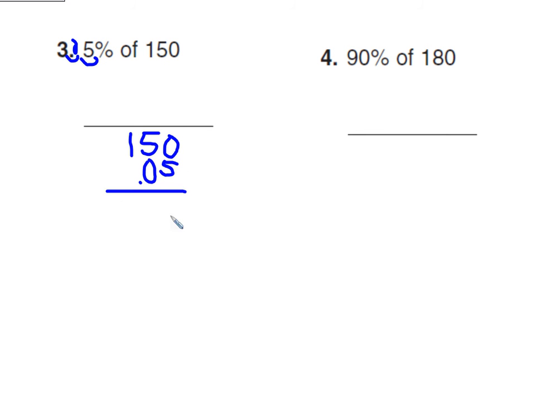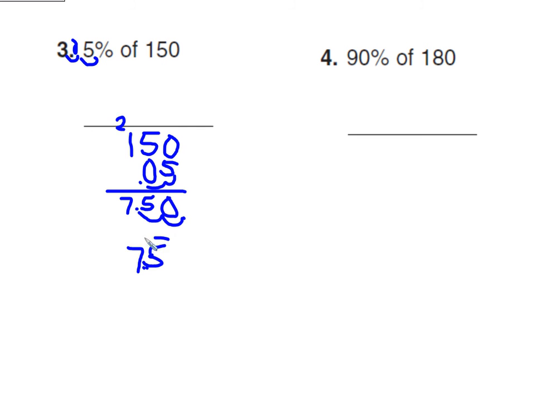0.05 times 150. 5 times 0 is 0. 5 times 5 is 25. 5 times 1 is 5. Plus 2 is 7. And I can forget about this 0 here. But then I see, where do I put my decimal point here? I pretended like I didn't have one. And then I see how many numbers are behind the decimal point in each factor. 0 here and 1, 2 here. So I move mine over 1, 2. So 5% of 150 is 7 and 5/10.